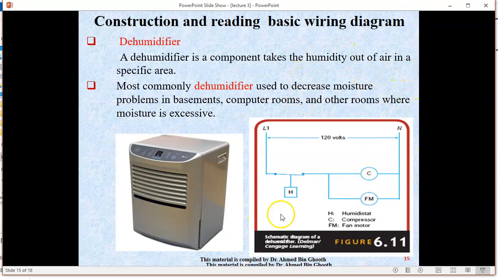This is actually the sensor, the humidistat sensor. When the humidity is too high, the sensor will move up and close, making this one function. See, I don't see any C over here, so this is functioning. This is the C compressor. This compressor will function and the fan motor will function at the same time because they are connected in parallel.